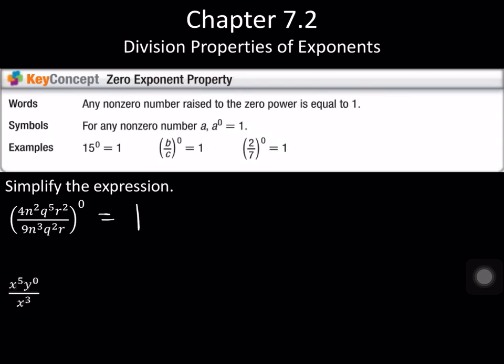This one is a little different. The 0 is only attached to one variable, so it's the only variable that is evaluated as a 1. Okay, so we have x's, and 5 minus 3 gives me x squared. Y to the 0 is just 1, and so x squared times that 1 is just x squared. Okay, so anything to the 0 power simply equals 1. That's one of our division property rules.